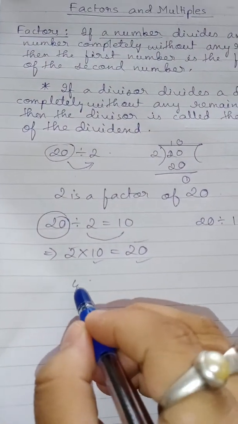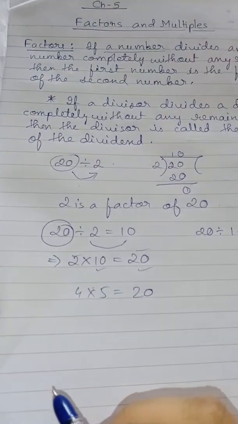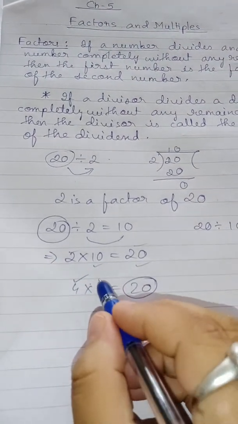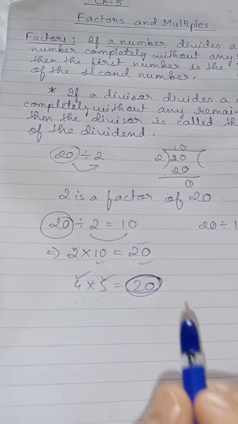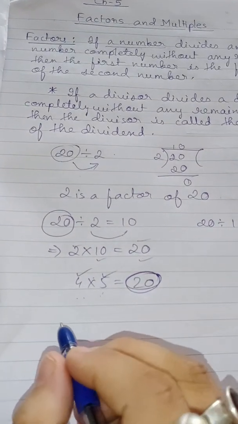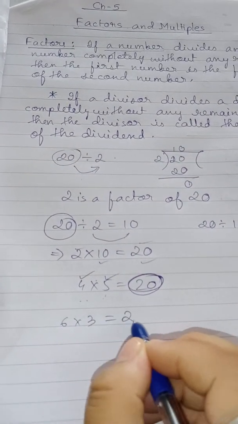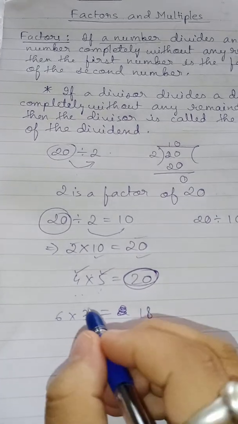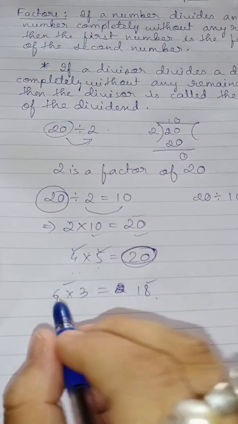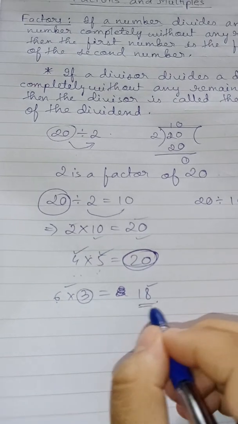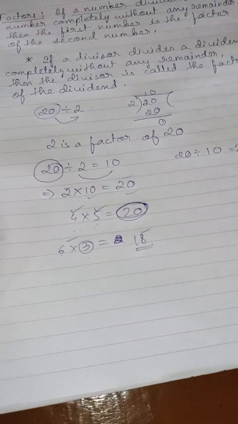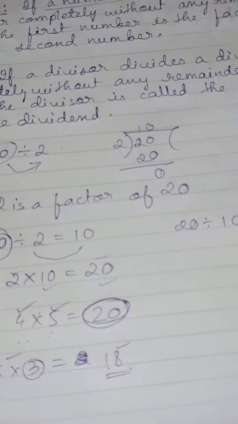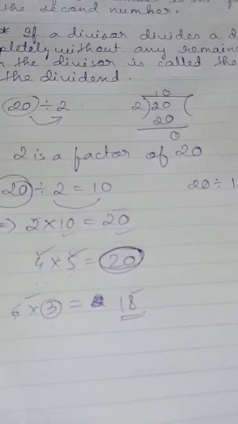So in short you can say that if I take any product, say 4 into 5 equal to 20, that means 4 is a factor of 20, 5 is also a factor of 20. That means both these numbers which are multiplied can divide the given answer. Say 6 into 3 is equal to 18. So 6 is a factor of 18, that means I can divide 18 by 6, and even 3 is also a factor of 18 because I can divide by 3 also. So such numbers are called factors. Factors are the numbers which can divide a given number without leaving any remainder.